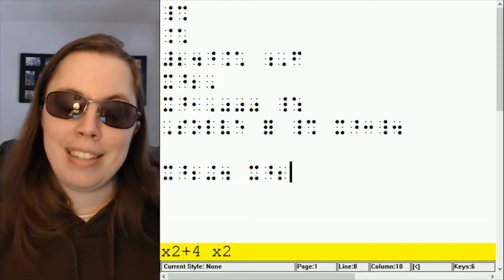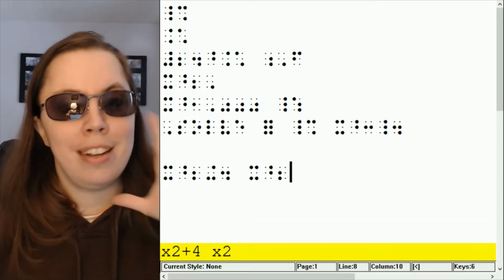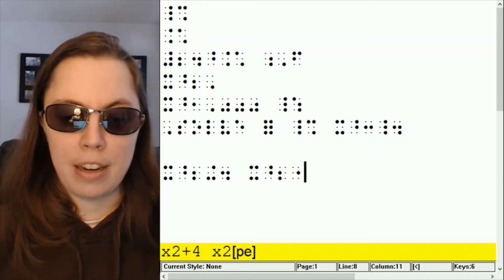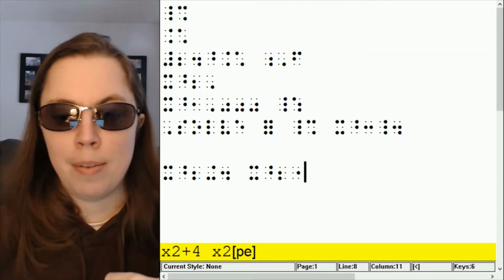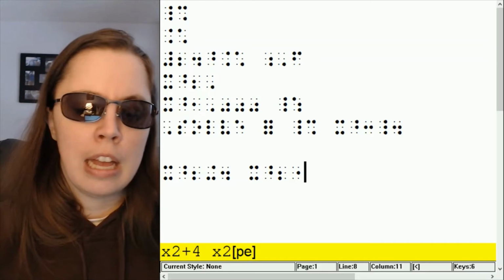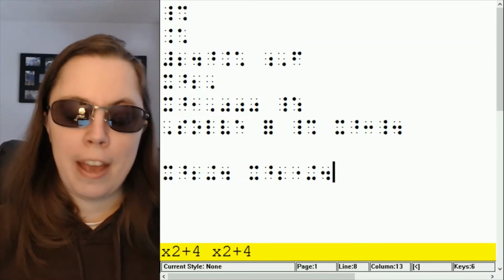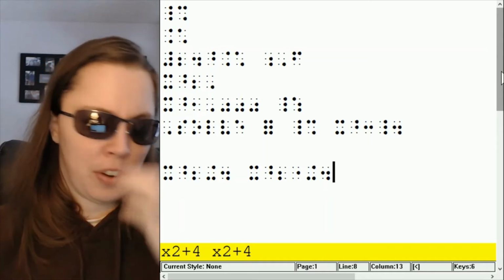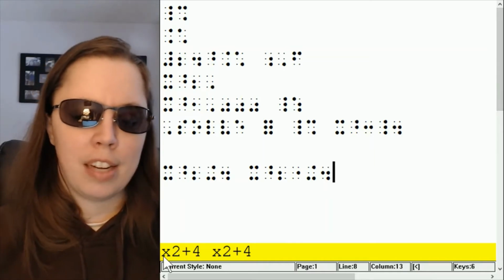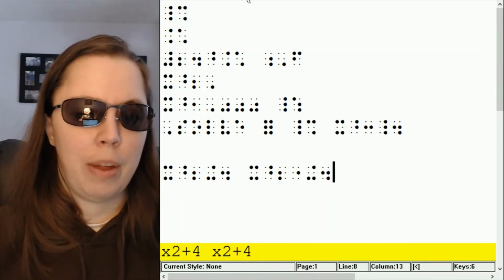The way we get back down to baseline in the middle of an equation is a .5, the multipurpose indicator. In this case, it means baseline. Then I could write my +4 afterwards. And unfortunately, the Nemeth transcription line that Duxbury is giving us is not very precise.